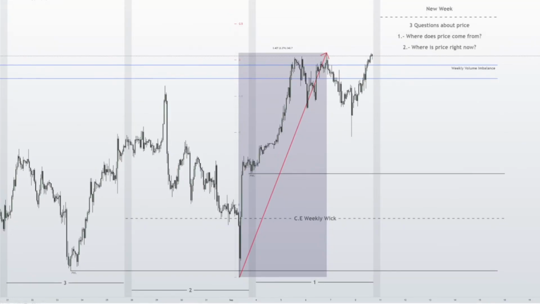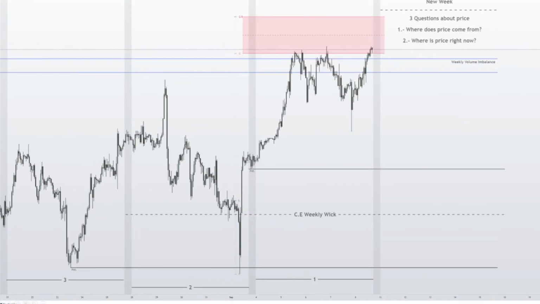The second question is, where is price right now? Price right now is in 2 and 2.5 deviations for the previous range, this high and this low. So the next question is, where is it likely to go in this moment?